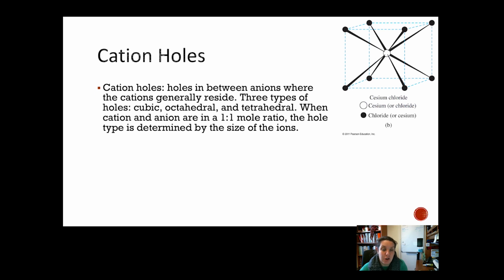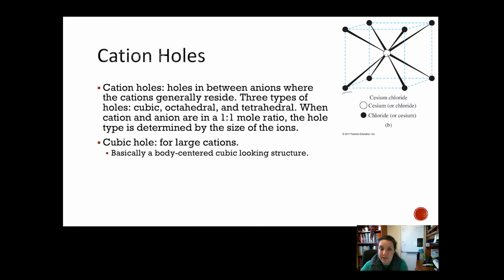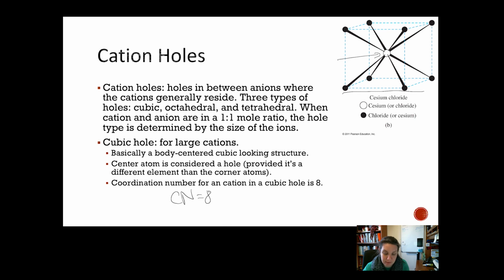So we have our cubic hole, which is for large cations. What's shown over here is basically a body center piece. It's not actually a body center piece, but that's what it looks like. The center atom is considered a hole, so it's not the same thing as a body-centered cubic, it just looks like it. If we look at this center atom right here, we can see that it has 8 anion nearest neighbors. So we would say that that cation has a coordination number of 8. And we generally only look at the coordination number for the cation, unlike with metallic solids.